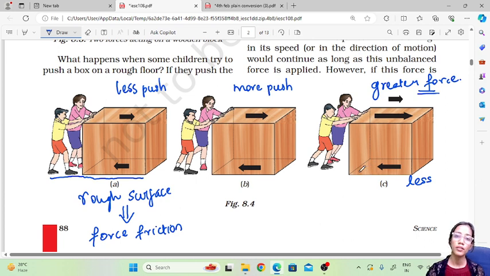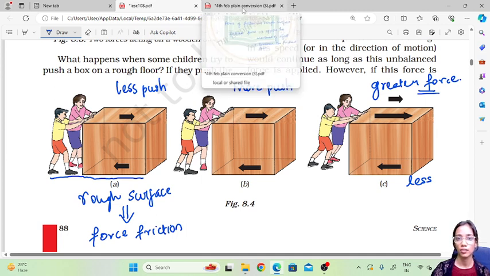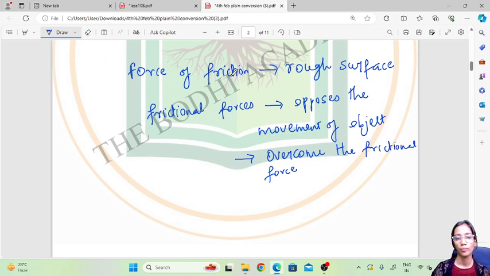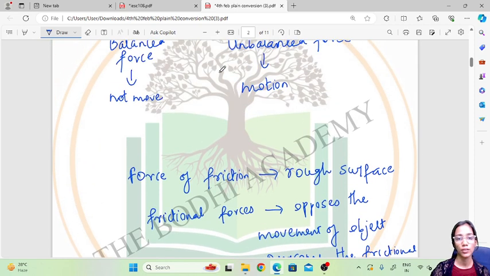But another concept we can use is that we can reduce the friction of the surface by making the surfaces smooth, or using lubricating substances which will reduce the friction. So this is how we can reduce the friction.